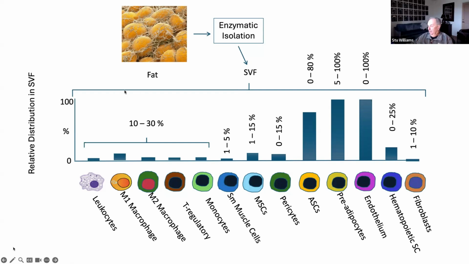In the literature, for example, if you look to see what percentage of cells in the SVF, the primary enzymatic isolation from fat, are endothelium, you will go from 0% endothelium in fat to 100% endothelium in fat. So all the cells in fat are endothelial cells, and lots of percentages in between.